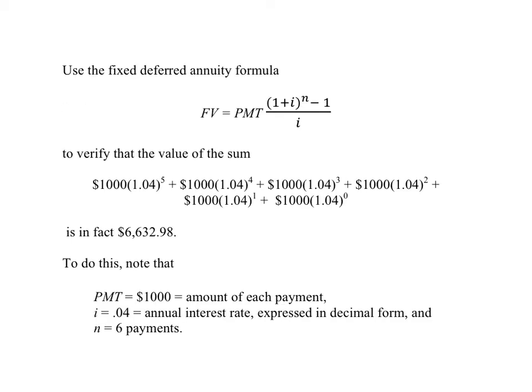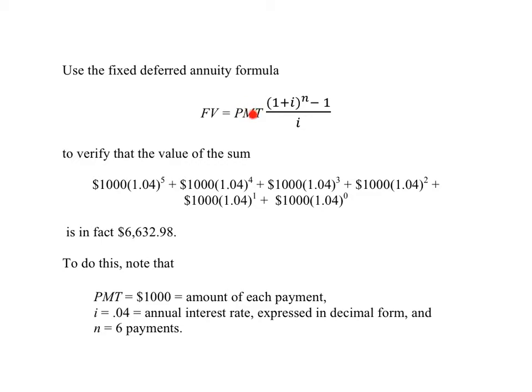Our task right now is to go back to an old example where we computed explicitly that a certain annuity has future value $6,632.98 and check that our newly acquired formula for that future value, our shortcut formula, really does compute the value that it's supposed to.